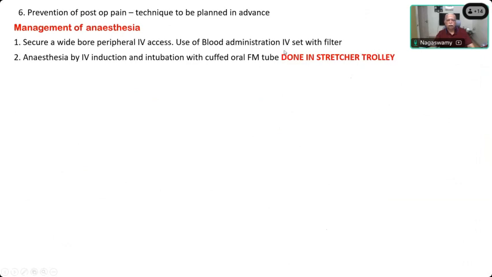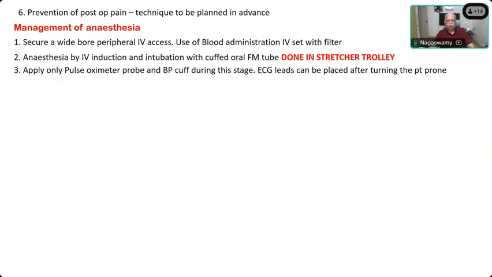As I told earlier, you have to lock the wheels and keep this trolley immobile, and make sure that you are having good access at the head end, because some of the trolleys may have a bar projecting outside. So you will be a little away from that. Make sure that you bring the patient as close to you as possible before you start the induction.